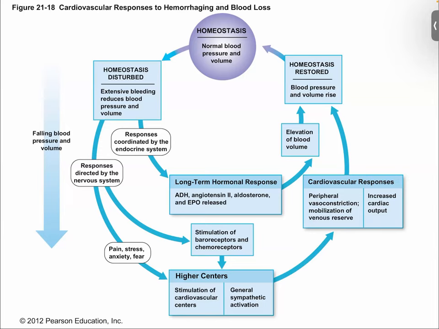So basically you have your hemorrhage going on, and then you're going to have your endocrine responses. These are going to be both short and long-term. You have some endocrine responses that are typically associated with ADH, angiotensin II, aldosterone. So that's the RAS system, and that's going to be increasing your blood volume. But then you also have the nervous system stuff. A lot of this is going to be stimulation of the baroreceptors, chemoreceptors. You're going to be increasing your cardiovascular centers, your sympathetic centers, your respiratory centers.